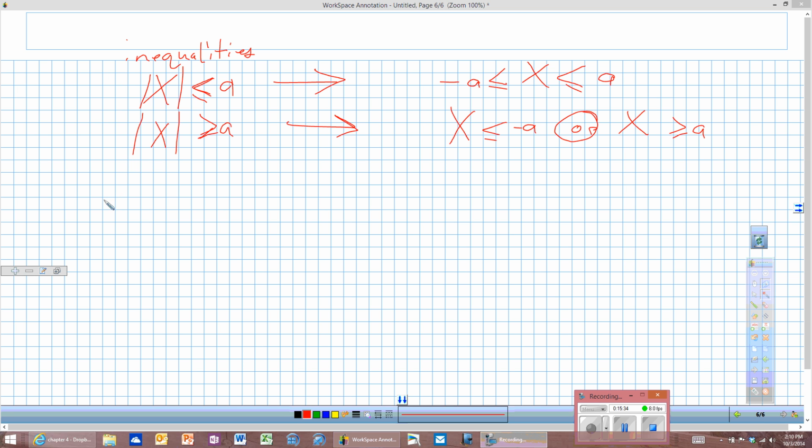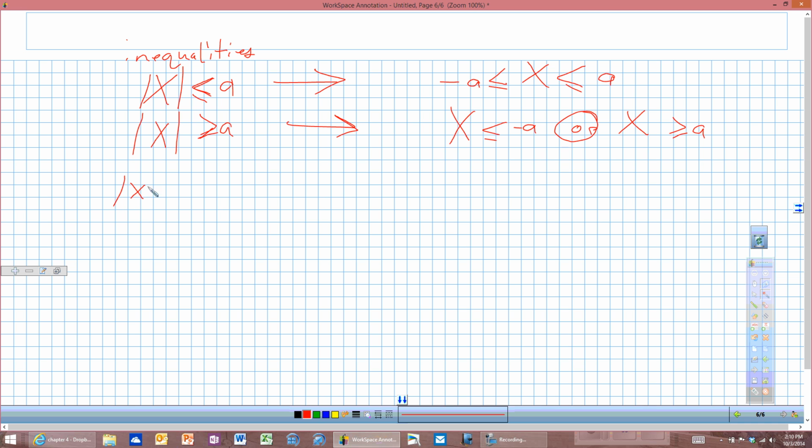Okay, so what that really means is if I just have some really simple thing, if I have x less than or equal to 3, I just decide which way is my thing pointing, and I change that to negative 3 is less than or equal to x, which is less than or equal to 3. Okay, so I have the positive and the negative value.